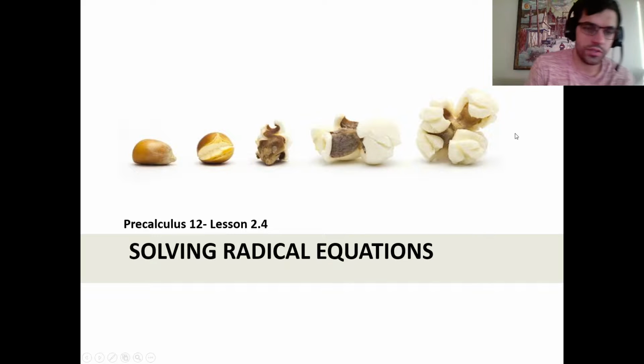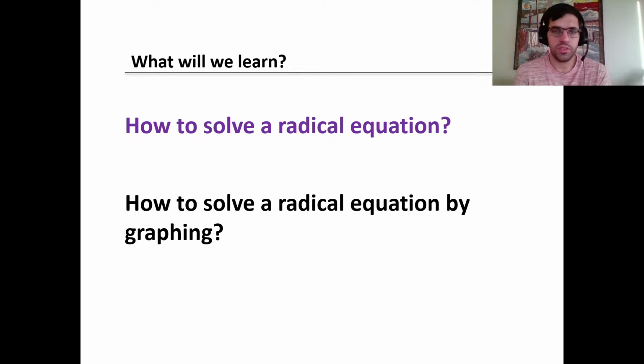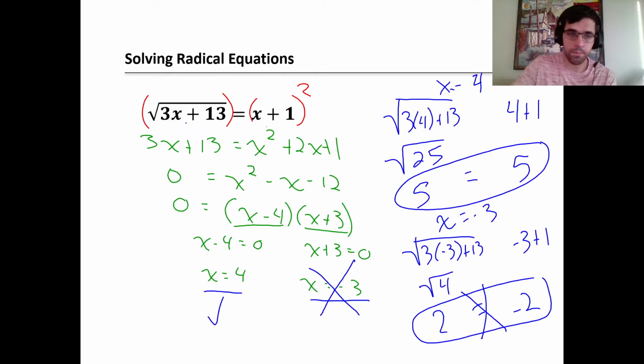All right, this is Unit 2, Lesson 4 of our Pre-Calc 12 curriculum. The unit is called Parent Functions, as in your mom and dad kind of parent, and Lesson 4 is called Solving Radical Equations. What we're going to learn in this lesson is kind of a review on how to solve a radical equation. We learned that in Pre-Calc 11, but what's new is how to solve a radical equation by graphing. So here's two examples.